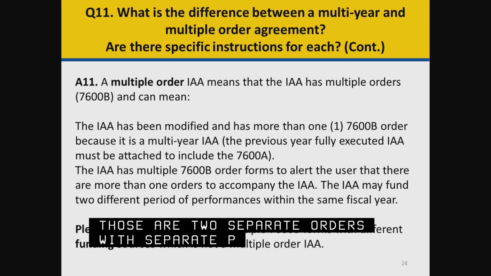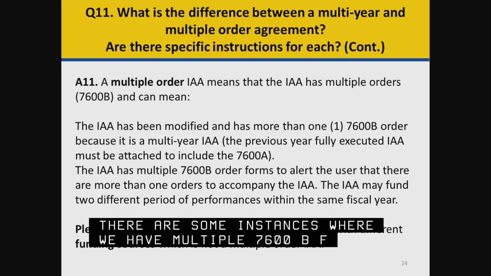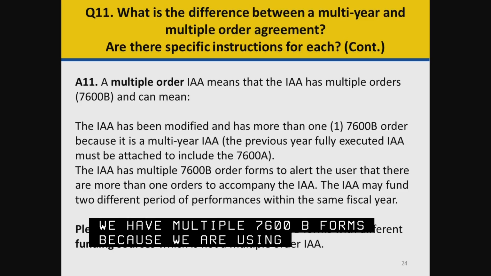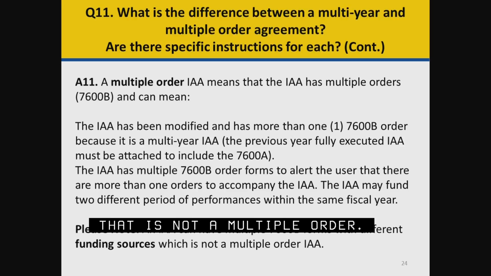But there are some instances where we have multiple 7600B forms, and that's because we're using multiple funding sources. That's not a multiple order. The funding is all for the same order. It's just different funding sources from CMS. So that wouldn't be considered a multiple order.